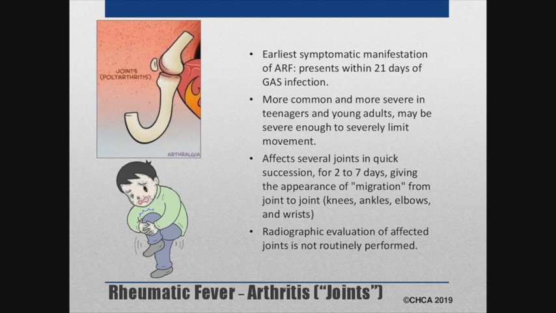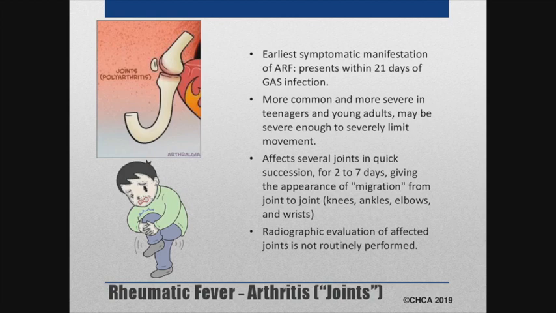So the J stands for joint. It's the earliest symptomatic manifestation for acute rheumatic fever, and it usually presents within 21 days of a group A strep infection. Most common and most severe in teenagers and young adults, but may be severe enough to even limit their movement. And in some cases, for younger kids, they may not even be able to share that they are experiencing the pain. So irritability may be the case.